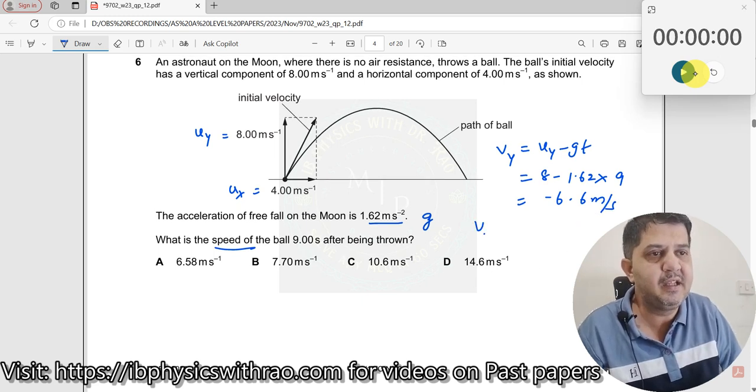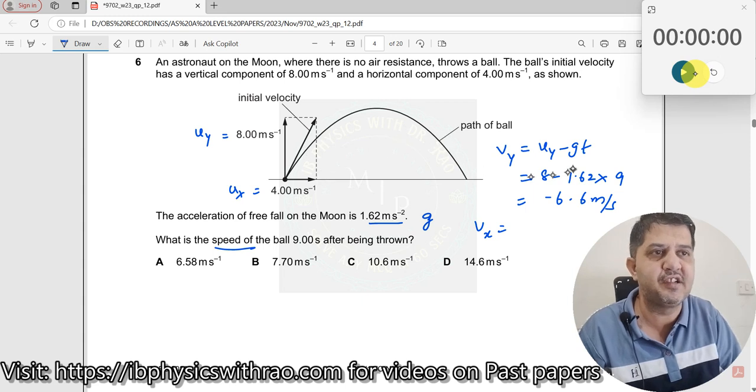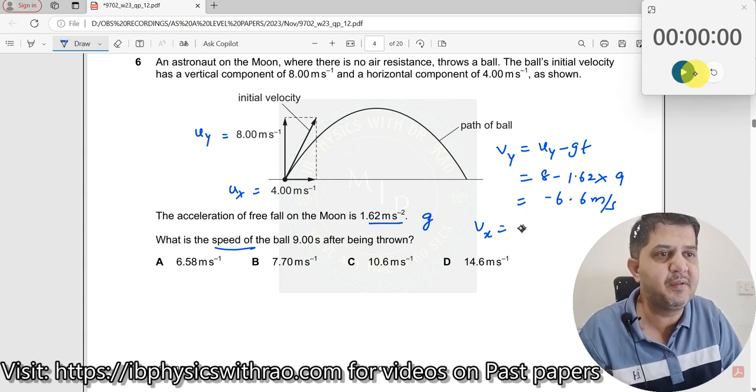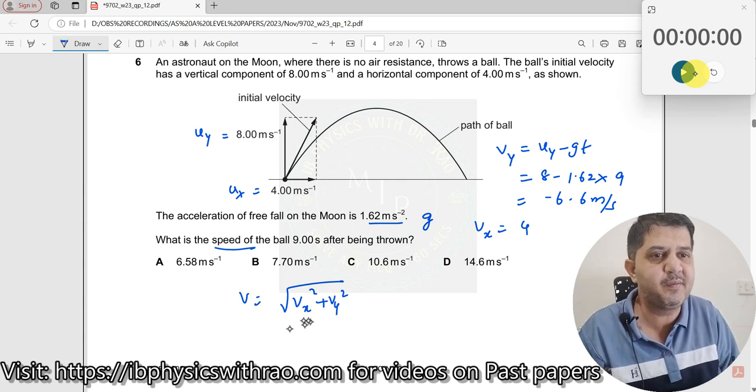Similarly, what is Vx? Vx is the horizontal component of velocity, which will remain constant. No air resistance, right? So it should be 4 only. Now what is the velocity V? Speed V should be the square root of Vx squared plus Vy squared, right? This is the x and y components together. We get only the speed here, not any component.